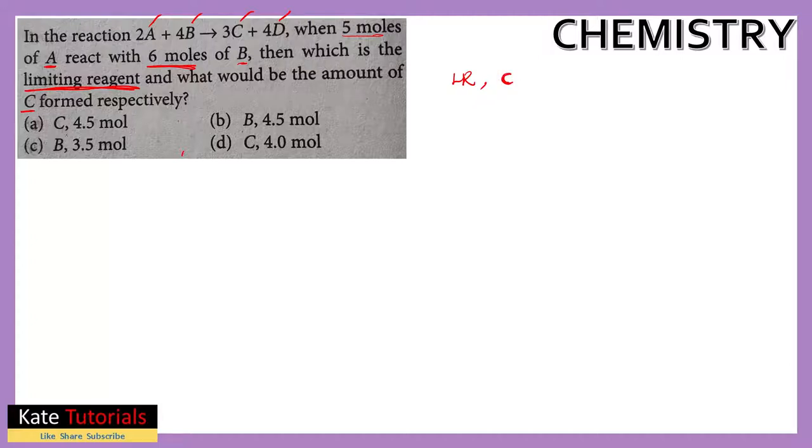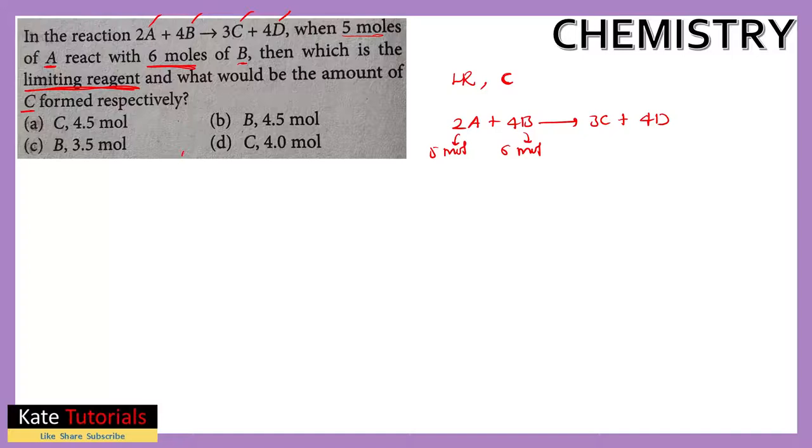So options you can see that, see, comma is there, right? It means first one is limiting reagent, second one is how many moles of C is formed, right? So let me write this one. So the given reaction is 2A plus 4B gives 3C plus 4D. So this is the reaction, and they have mentioned that 5 moles of A will react with 6 moles of B. So below A I have written 5 mole, below B I have written 6 mole because they have given it, right?